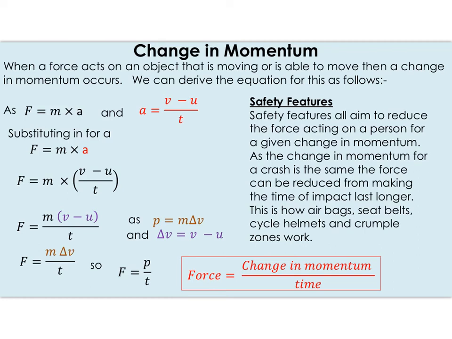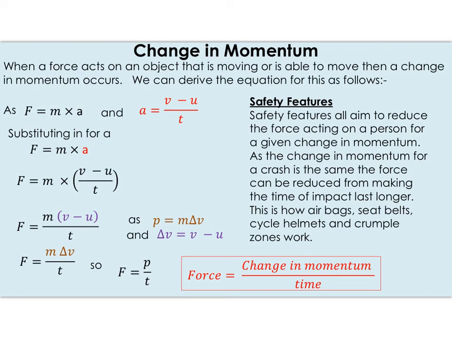You should know from the previous slide that the momentum is equal to mass times velocity, which is this bit here. So we can see that F is equal to m delta v over t, which means that F is equal to change in momentum over time. Now this is really important. Force is equal to change in momentum over time. So you can see there that whenever a force is applied, we are changing the momentum of an object in that time frame. But this is really important for safety features.